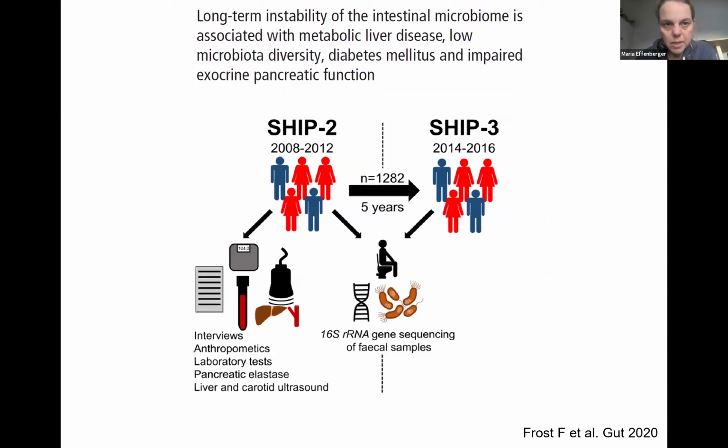This led to another study, and this study had a really big population for clinical studies. It had 1,282 people, and these people were followed up for 5 years. And not only that, there was an extensive characterization done of these patients with interviews and anthropometrics and lab tests and pancreatic elastase and liver and carotid ultrasound. And all these patients received RNA gene sequencing of fecal samples at the baseline of the study and 5 years afterwards. And what could you see?